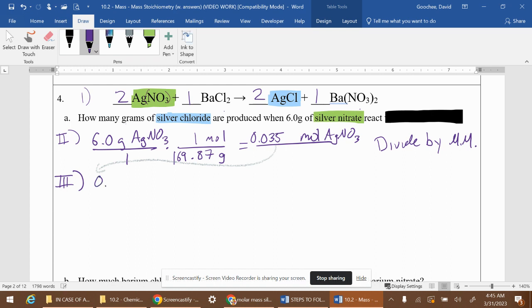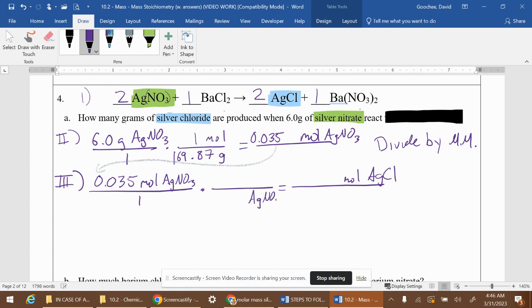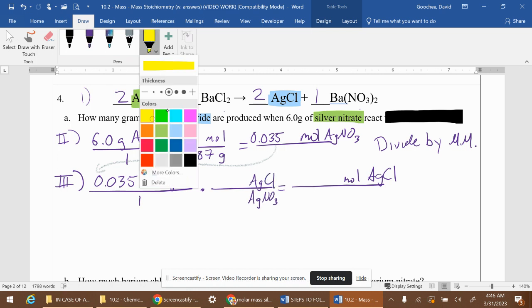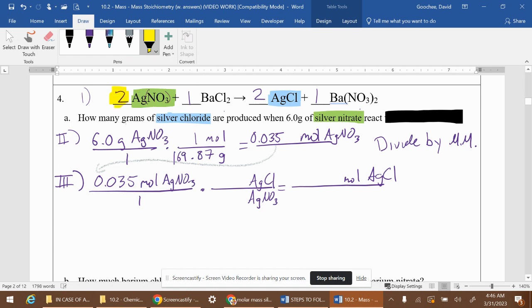So you've got 0.035 moles of silver nitrate. We want to know how many moles of silver chloride that will produce. So we're going to go out of silver nitrate into silver chloride, and we're just going to look at the balanced equation here. Silver nitrate, 2 of them. Silver chloride, 2. Well, that was easy. It's just 2 and 2.